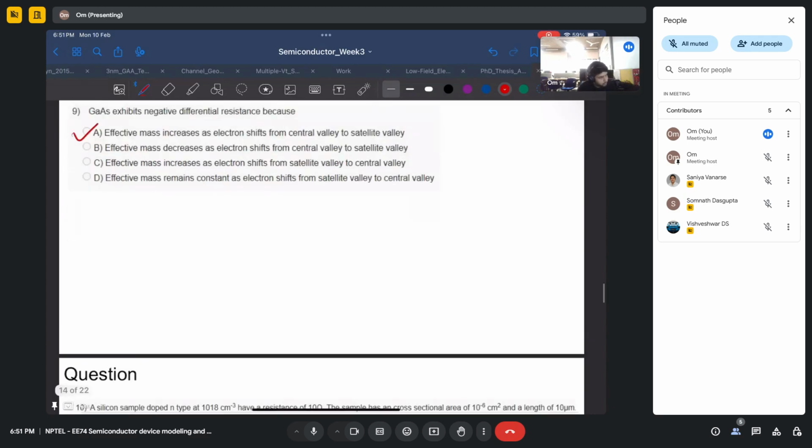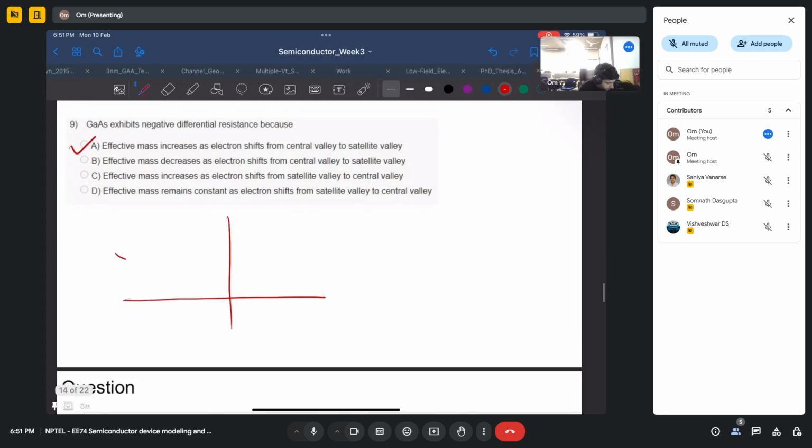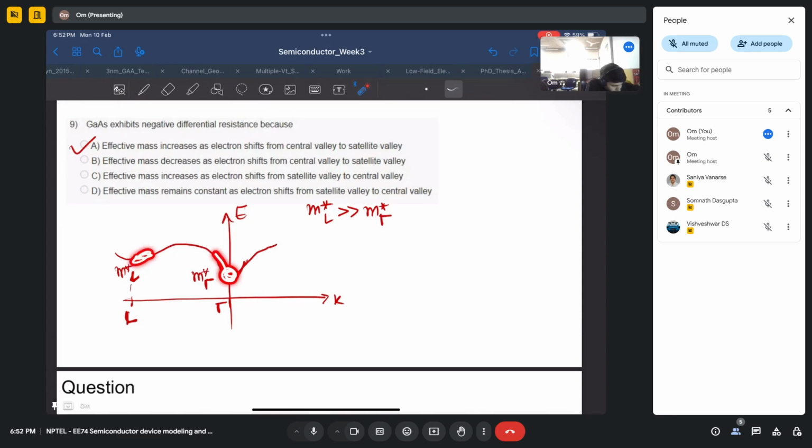So what actually happens in gallium arsenide is, the conduction band looks something like this for it. Okay, so here this is the gamma point, and this is the L point. So here you see the curvature is very steep. So here let's say m star gamma, and here it is m star L. So m star L is much greater than m star gamma. So what happens is when an electron goes from this valley to this valley, the effective mass would increase a lot.